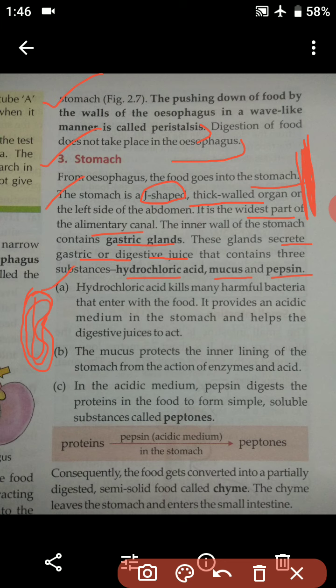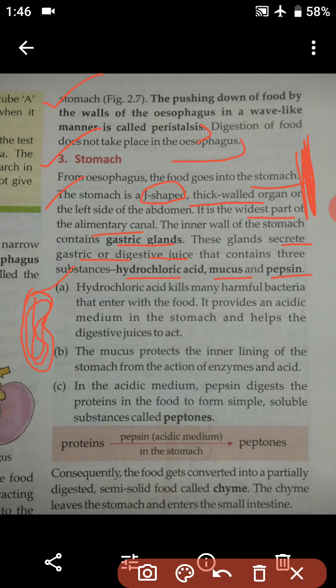It provides an acidic medium in the stomach and helps the digestive juice to act. So hydrochloric acid will help to provide an acidic medium. It will form an acidic medium inside our stomach, and then it helps the digestive juices to act. Students, after forming an acidic medium, the digestive juice will act.